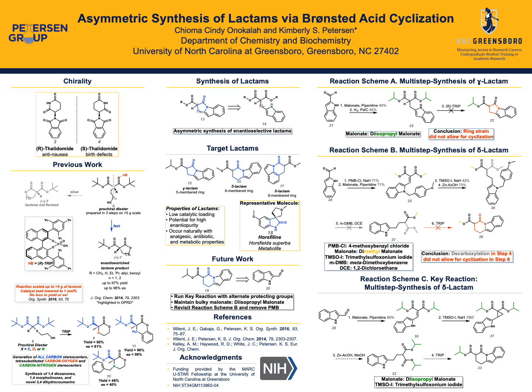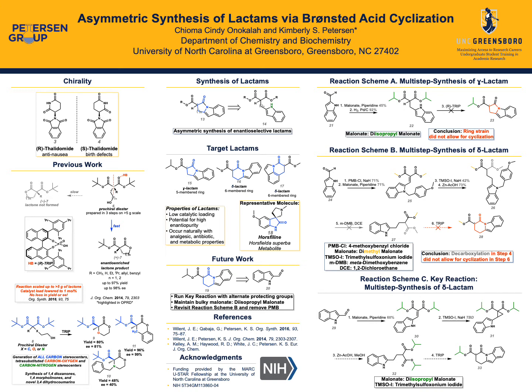Beneath synthesis of lactams, my focus for research is detailed. I plan to use the TRIP catalyst to asymmetrically cyclize lactams with an indole moiety. Beneath target lactams, you can see gamma, or 5-membered ring lactams, as well as delta, or 6-membered ring lactams. Lactams are important and useful because they only require a small amount of catalyst to cyclize, they have high potential for enantiopurity, and they occur naturally with analgesic, antibiotic, and metabolic properties.